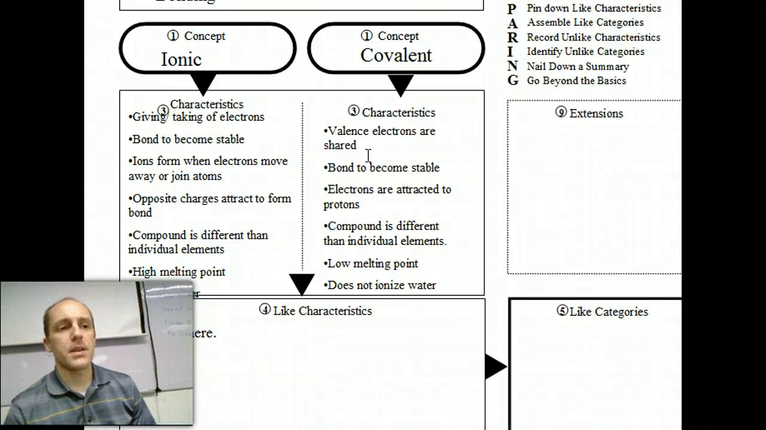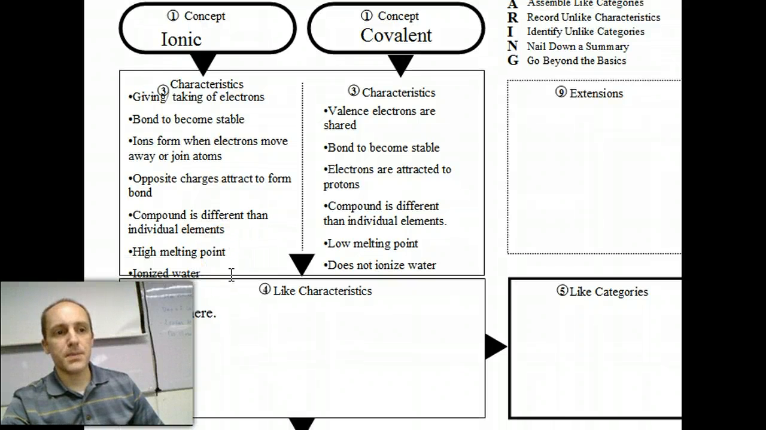And then the compound is different than the individual elements, and covalent bonds tend to have low melting points, meaning that they melt at lower temperatures, and they do not ionize water. So those are some of the characteristics for covalent bonding. Now, if you have some of these, great. If you're missing some of them, please add them to your chart at this time.